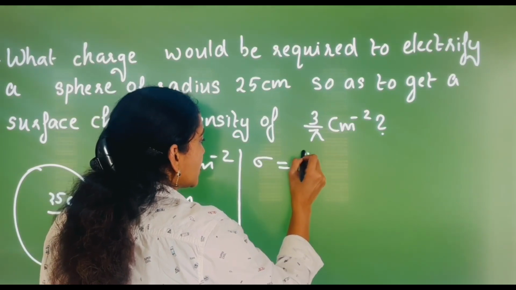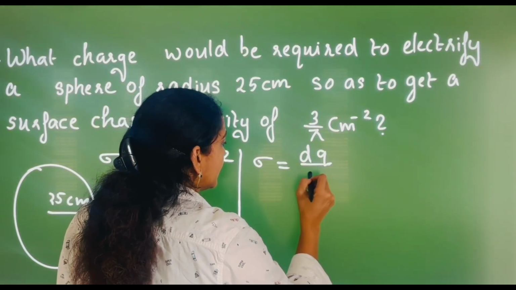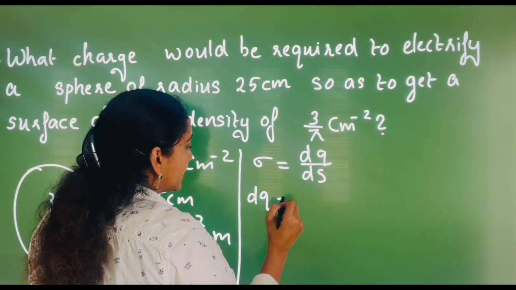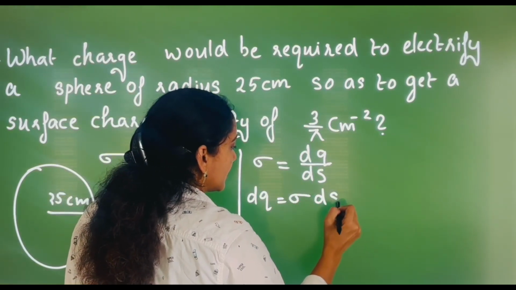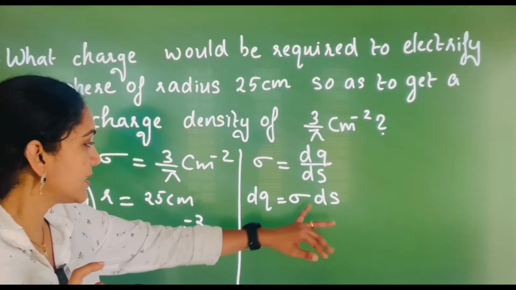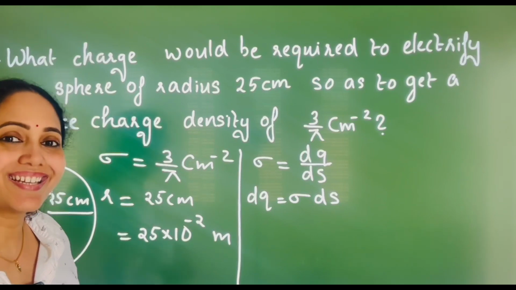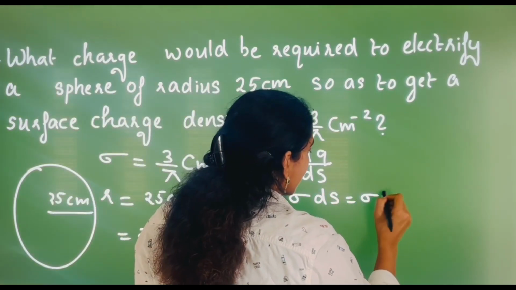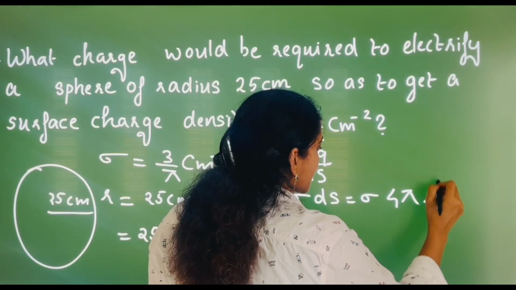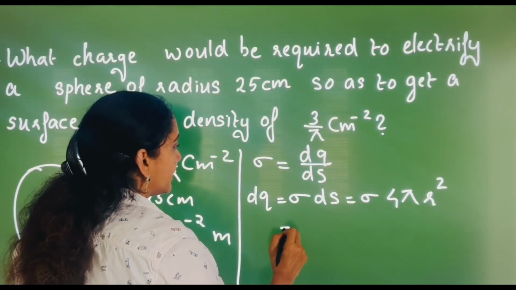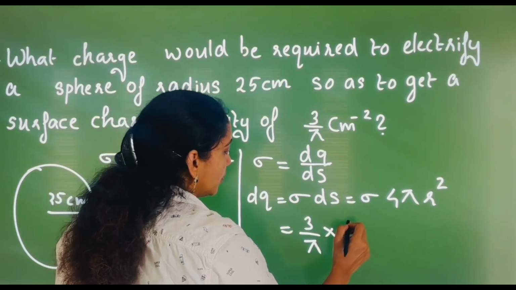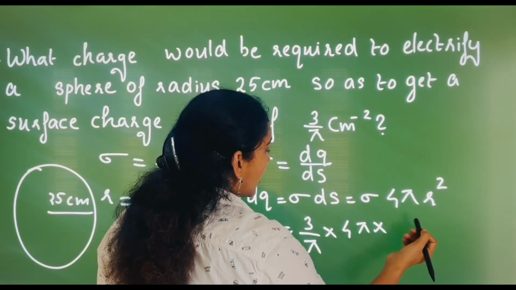ഇത്രയാണ് തന്നേക്കുന്നത്. അപ്പം നമുക്കറിയാം സർഫസ് ചാർജ് ഡെൻസിറ്റിയുടെ ഇക്വേഷൻ, അത് നമുക്ക് എഴുതാം കേട്ടോ. സിഗ്മ ഇസ് ഈക്വൽ ടു dq ഡിവൈഡഡ് ബൈ ds. നമുക്കിവിടെ കാണേണ്ടത് എന്താണ്? dq ആണ് നമുക്ക് കാണേണ്ടത്, which is equal to sigma ds അല്ലെ. ds എന്ന് പറഞ്ഞത് ഏരിയ ആണ്. സ്പിയറിന്റെ ഏരിയ കാണുന്ന ഇക്വേഷൻ എന്താണ്? 4 pi r square അല്ലേ. സോ സിഗ്മ into 4 pi r square ആണ് നമുക്ക് കാണേണ്ടത്.